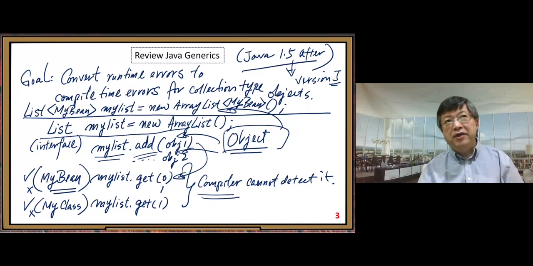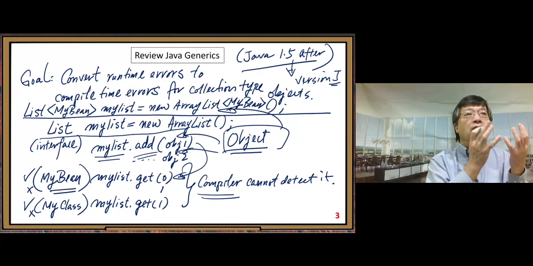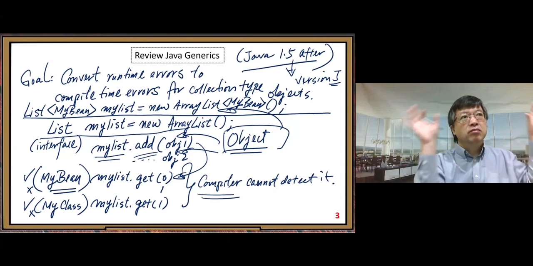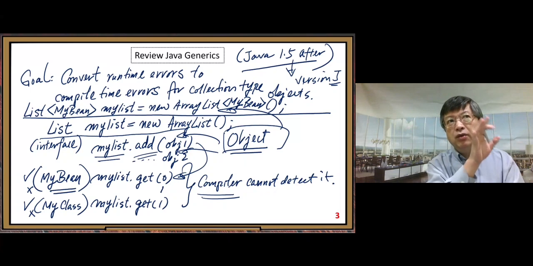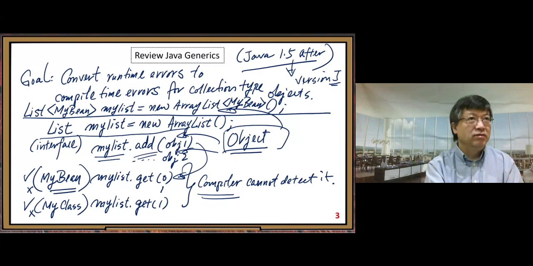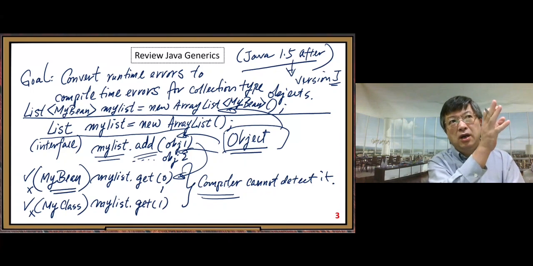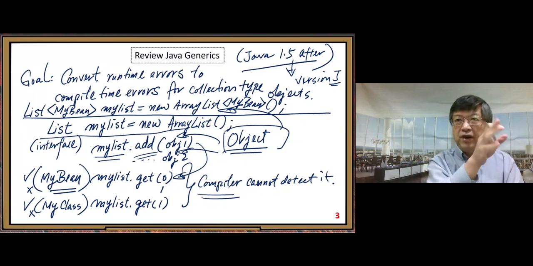Now the compiler knows that for this collection object, only MyBean type objects can be dropped into it. If someone drops in a wrong object, the compiler knows it is wrong, so the compiler would complain. You can see the compiling error, so you can fix it immediately.